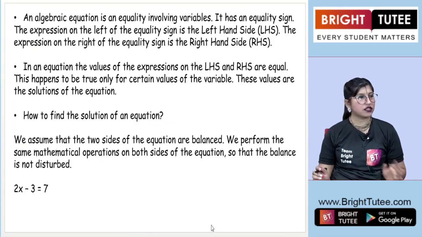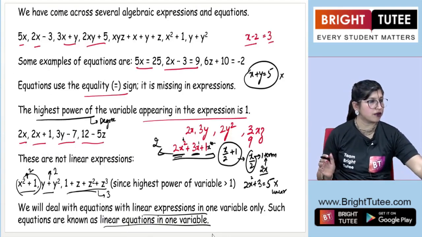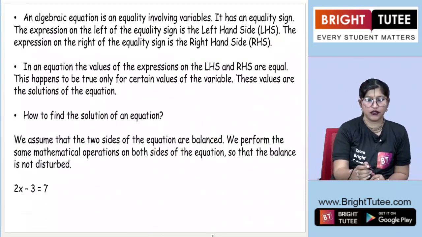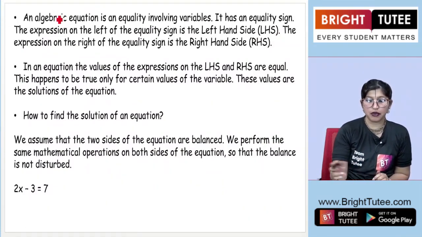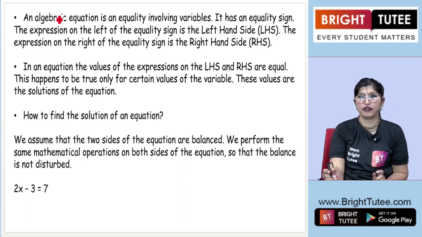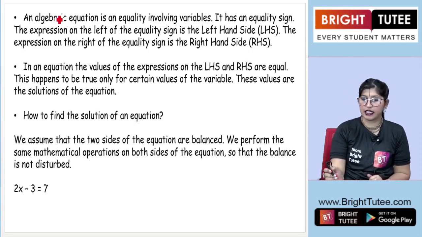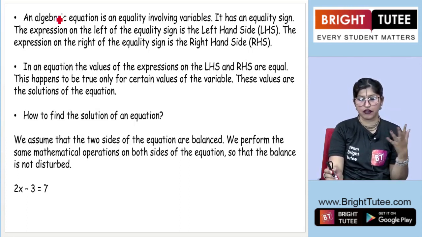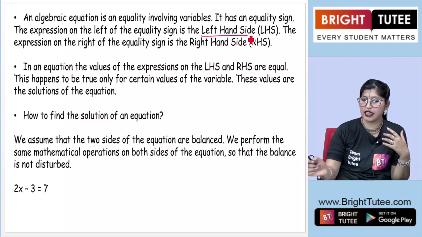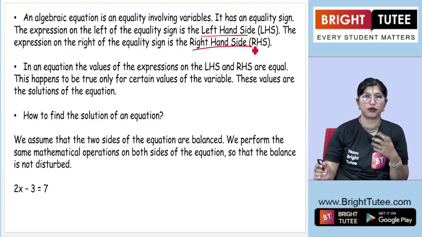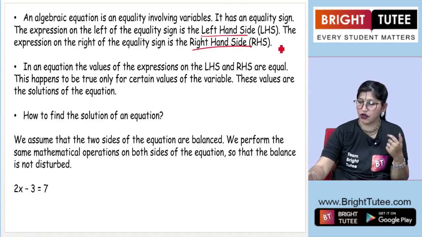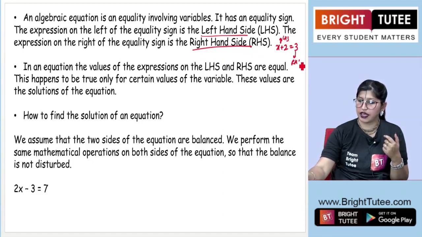There are certain basic things which we need to keep in mind. An algebraic equation is an equality involving variables. It has an equality sign. The expression on the left of the equality sign is the left hand side, and the expression on the right of the equality sign is the right hand side. So this is the summary of it. Let's say if it's x plus 2 equals 3, this is the left hand side and this is the right hand side.